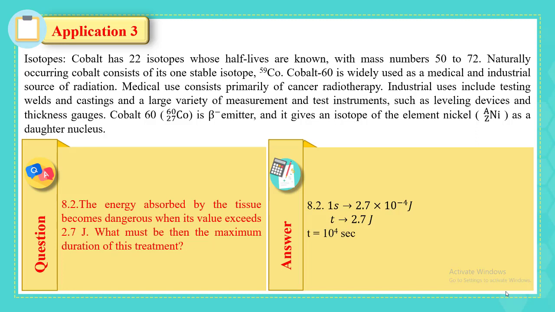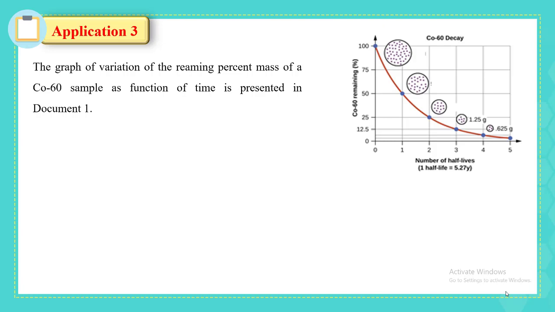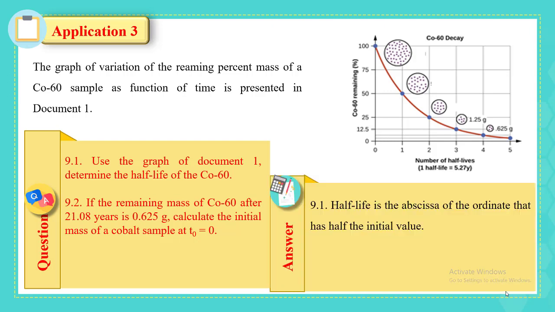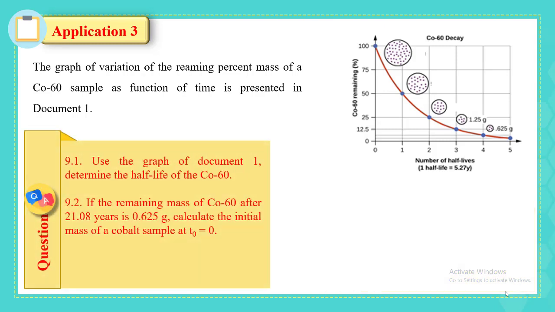The graph of variation of the remaining percent mass of a cobalt-60 sample as a function of time is presented in document 1. In part 9.1, we have to calculate the half-life of the cobalt-60 using the graph. We know that the half-life is the abscissa of the ordinate that has a value equal to half of its initial value. So the half-life is t equal to 5.27 years.